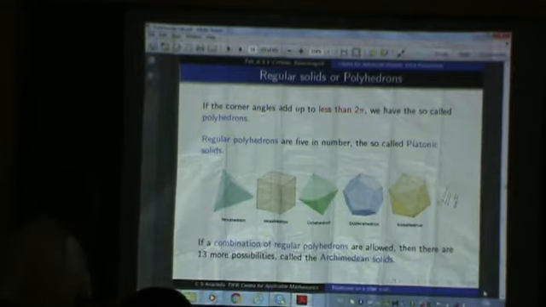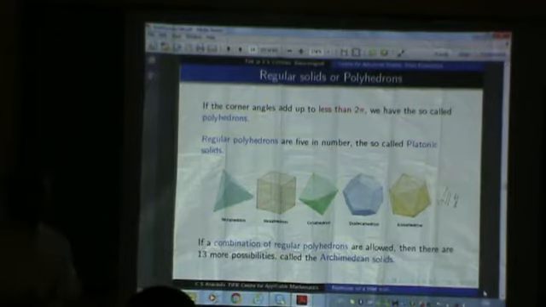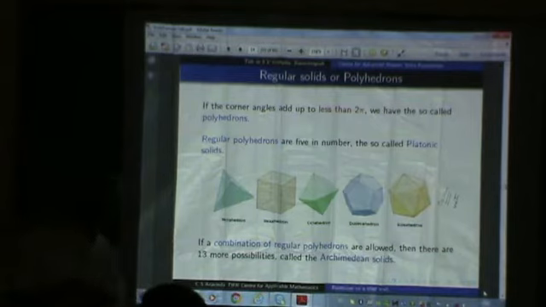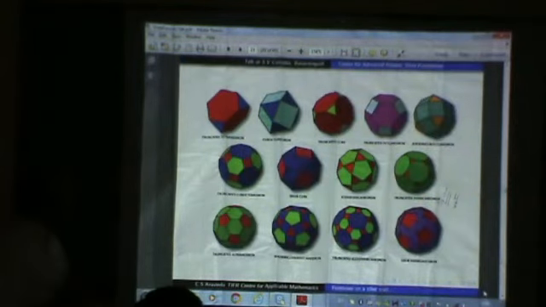Now, like tessellation, let me use combinations of polygons to make boxes. Again there have to be finitely many only, because when I use combinations also, the criterion is less than 2 pi or less than 360. So that gives you already finitely many possibilities, regular polygons. And they are called Archimedean solids. That's the next slide. And you get 13 of them.